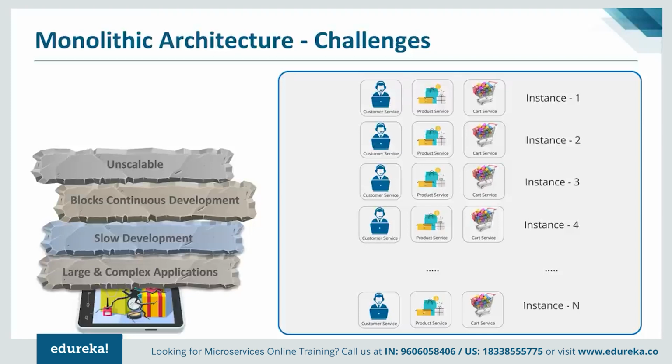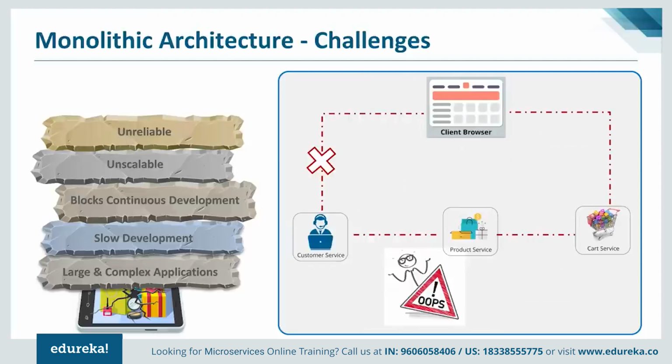If you can see the example in front of your screen, here we have customer service, product service, and cart service. This is one instance, and this is how we are scaling it, right? If I have to increase only the customer service, I have to scale up the customer service. I have to do that for product and cart service as well, right?